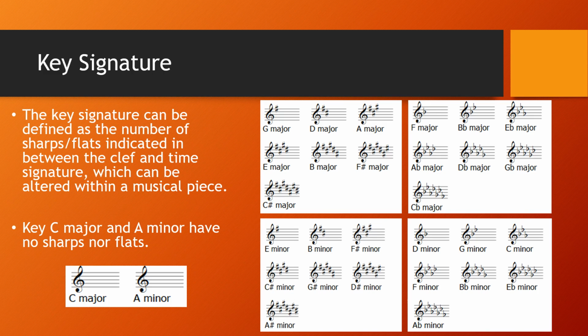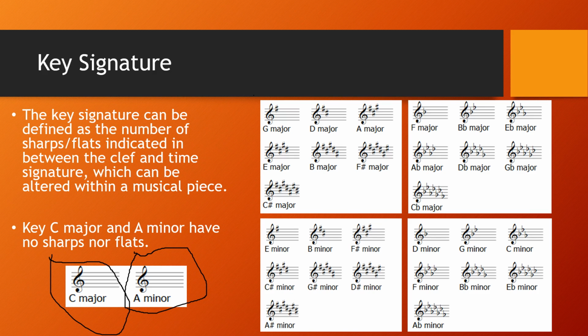Key signature. The key signature can be defined as the number of sharps or flats indicated in between the clef and time signature, which can be altered within a musical piece. Key C major and A minor have no sharps or flats. This is key C major, it has no flats, no sharps. This is key A minor, it has no flats, no sharps.